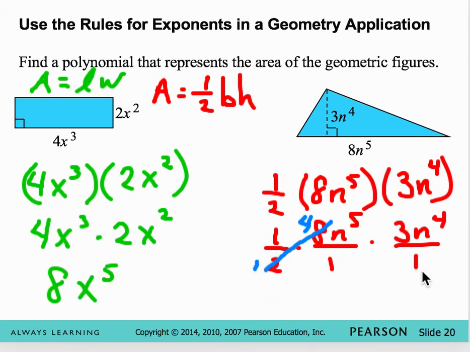So now my denominators are just 1. I'm kind of done with that. 4 times 3 is 12. N to the 5th times n to the 4th, n to the 9th.